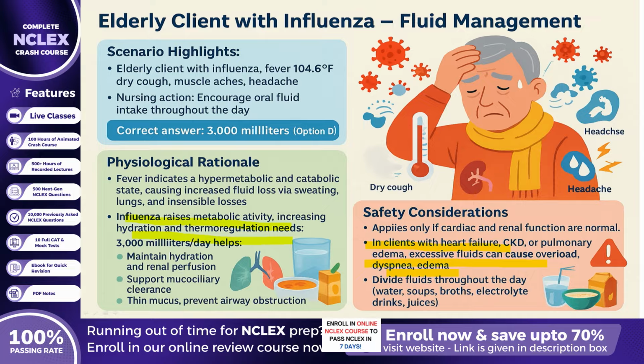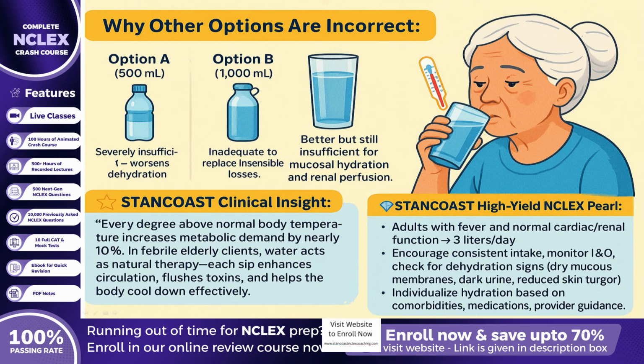Now, let us consider why the remaining options are incorrect. Option A, 500 milliliters, is drastically insufficient and would worsen dehydration. Option B, 1,000 milliliters, does not adequately replace insensible losses during fever. Option C, 1,500 milliliters, is an improvement but still fails to sustain mucosal hydration and renal perfusion required for optimal recovery. Transitioning now to the Stand-Coast clinical insight.